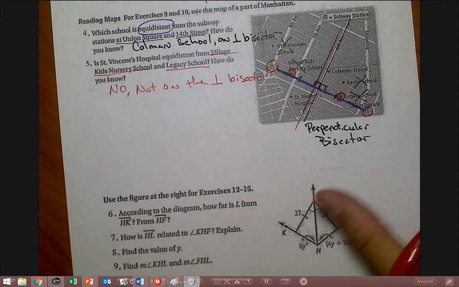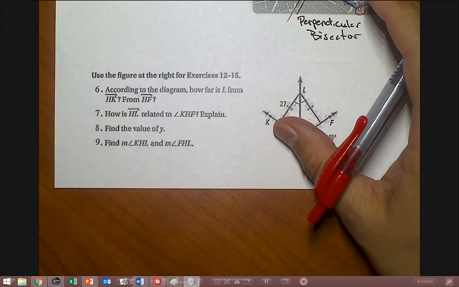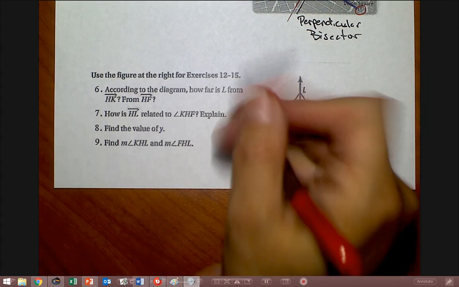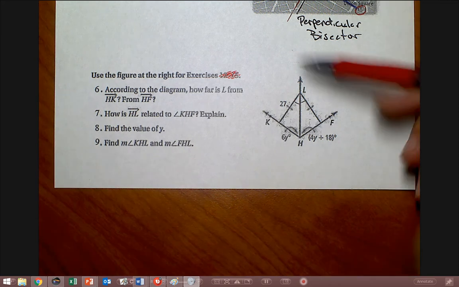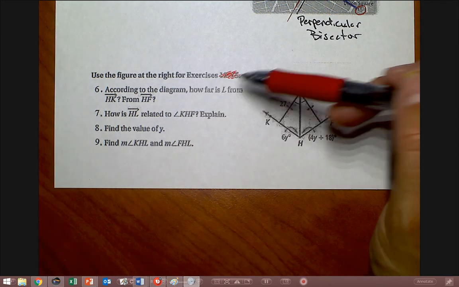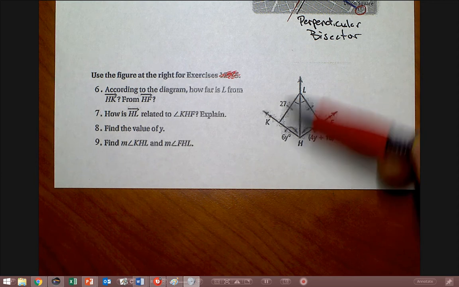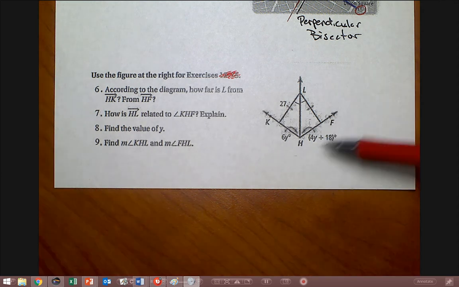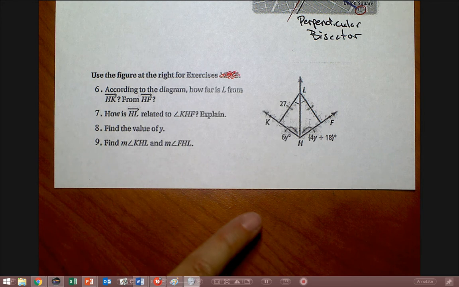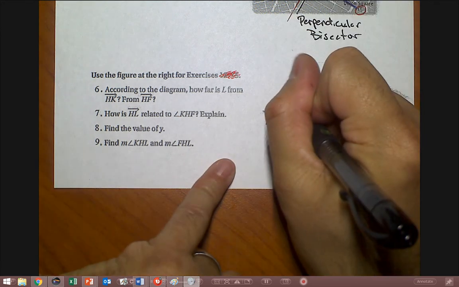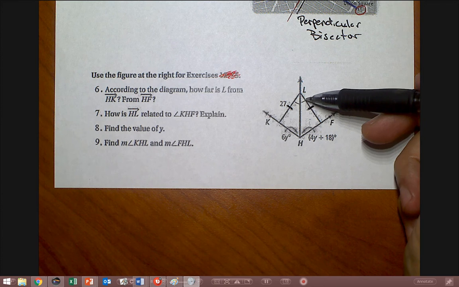All right, so let's take a look at this next one here. Again, I had to renumber this, so ignore that part. According to the diagram below, how far is L from HK? Let's first identify the information I have. This piece here, they both have to be 27, right? Yes they are. I have this angle is congruent to this angle.